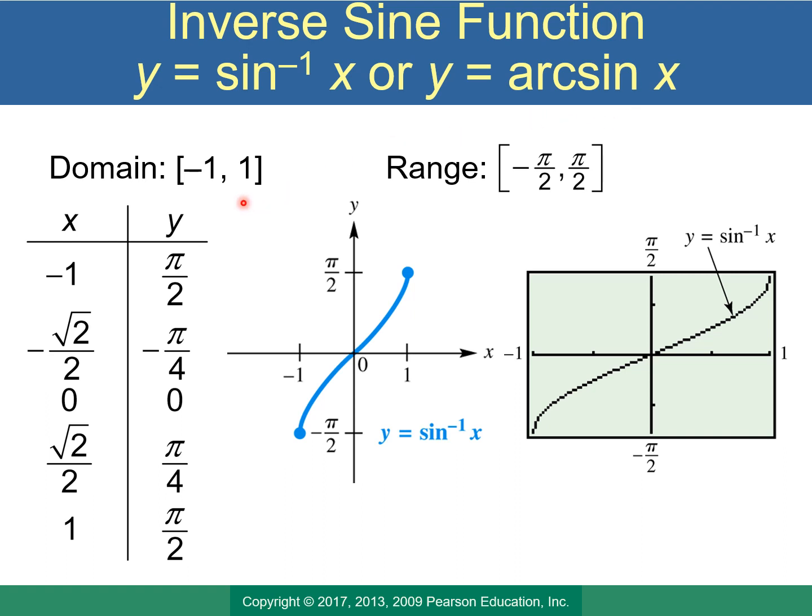The domain is from -1 to 1. The range, the output, is angles between -π/2 and π/2. And so this is what the graph looks like. And then if you were to use a graphing utility, this is what it looks like.